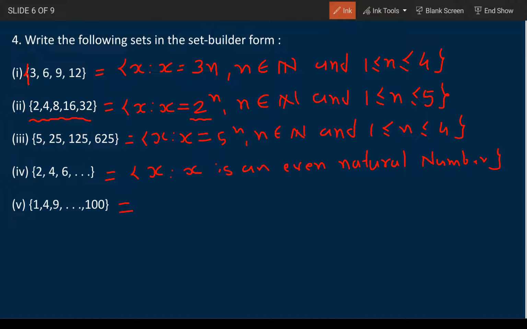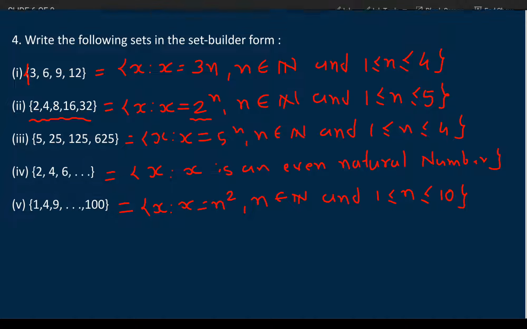Fifth one, we have 1, 4, 9, 100. Here we have the square of each element. So we can write that x is equal to n square, where n belongs to capital N and small n travels from 1 to 10. So we can write the roster form as set builder form.